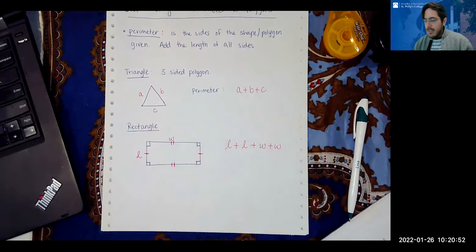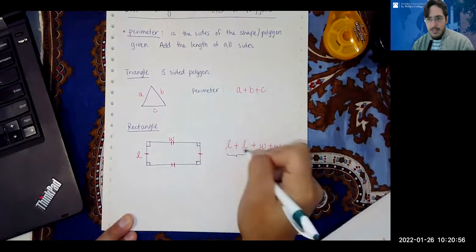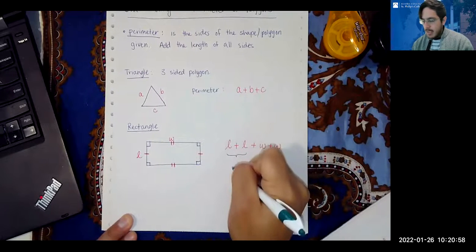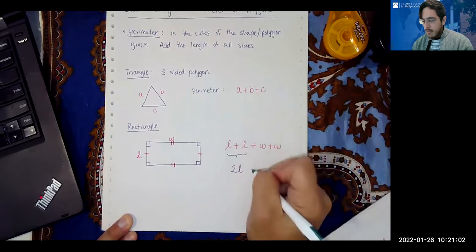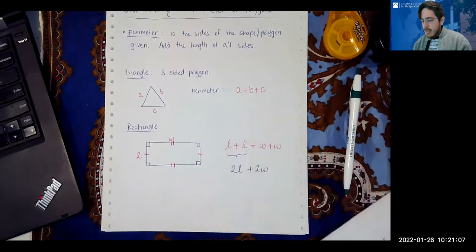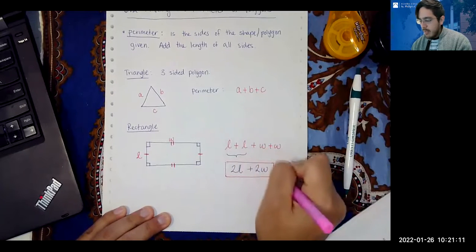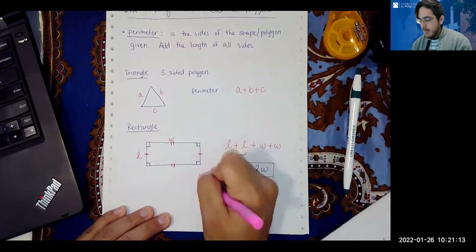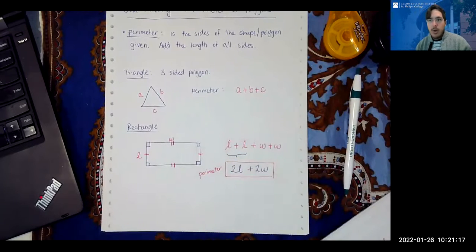But there's an easier way to write this down. If we have 2 of these L's, then that would be 2 times L plus 2 times W. This is usually the formula that's given for the perimeter of a rectangle. But again, if all of the sides are labeled, just add up all of the sides.